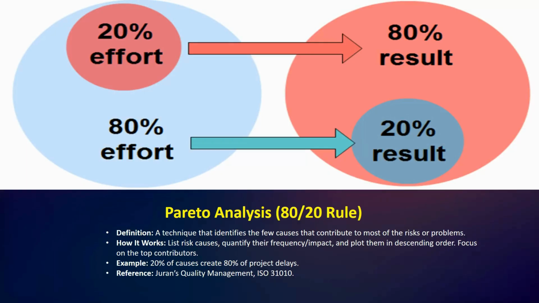Next we have the definition. Under definition, you can read: this is a technique that identifies the few causes that contribute to most of the risk or problem. How it works: list risk causes, identify their frequency and impact, and plot them in descending order. Focus on the top contributors. The example we have here: 20% of causes create 80% of project delays. I hope this is clear.